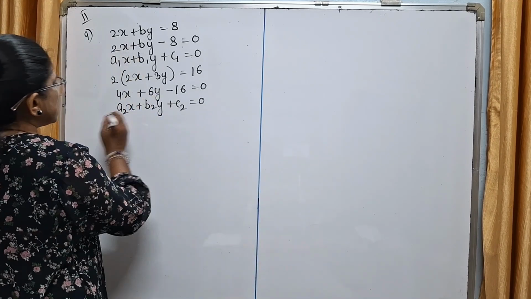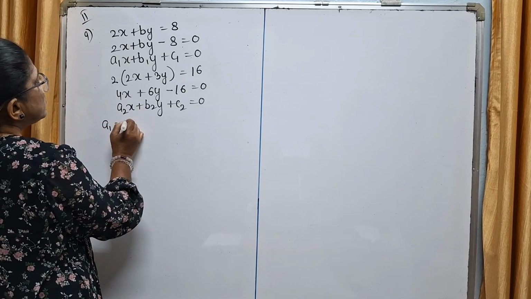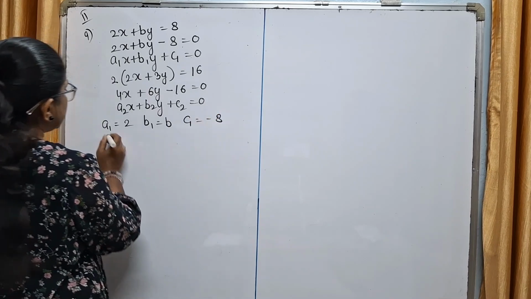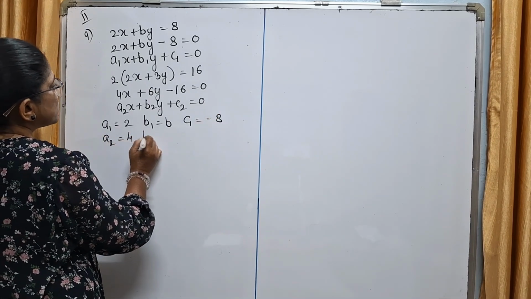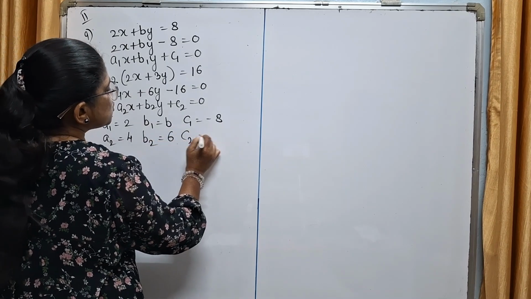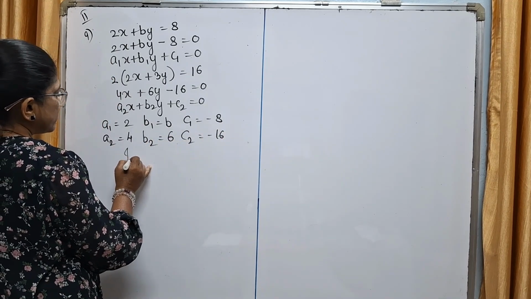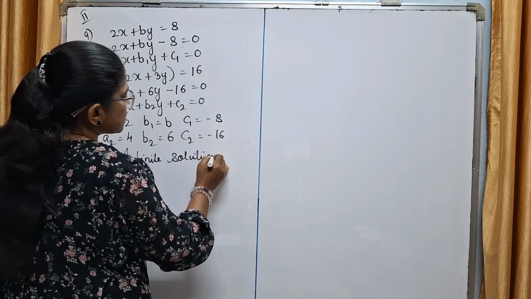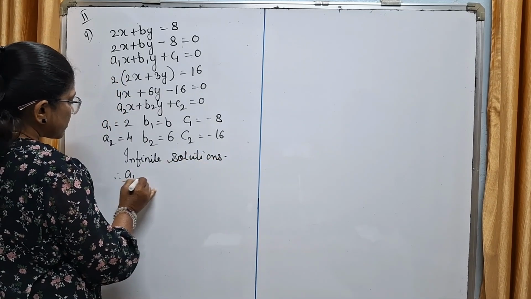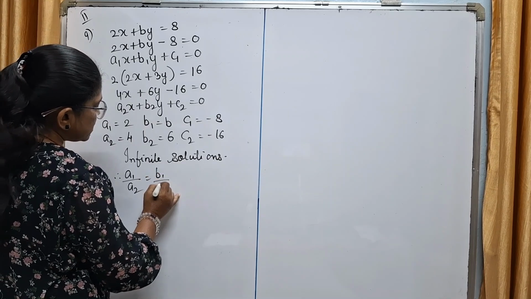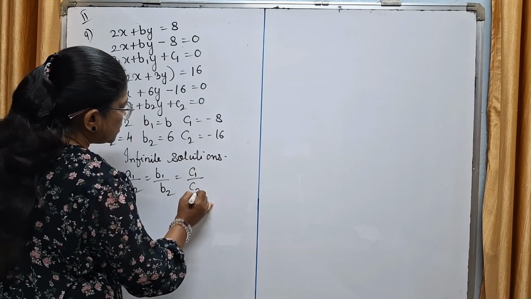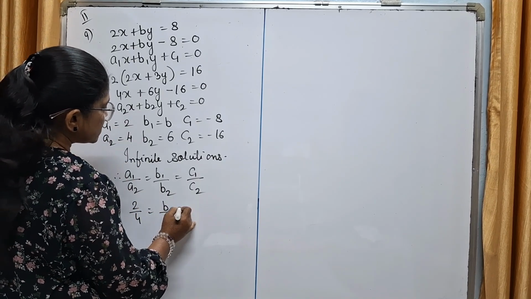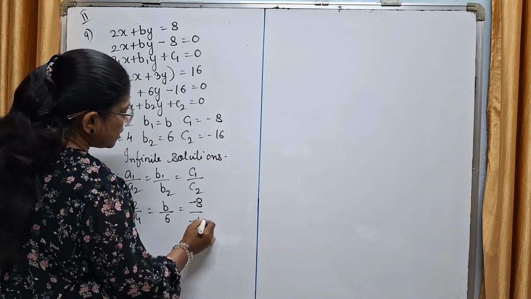Infinite number of solutions are there. So here a1 is 2, b1 is b, c1 is minus 8, a2 is 4, b2 is 6, c2 is minus 16. So there are infinite solutions, and therefore a1 upon a2 is equal to b1 upon b2 is equal to c1 upon c2. Let's write 2 upon 4 is equal to b upon 6 is equal to minus 8 upon minus 16.